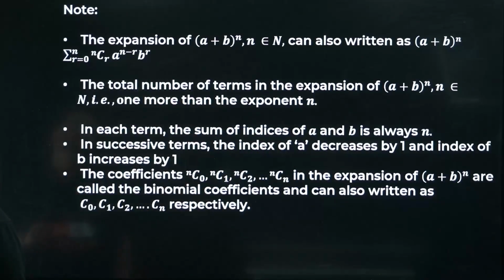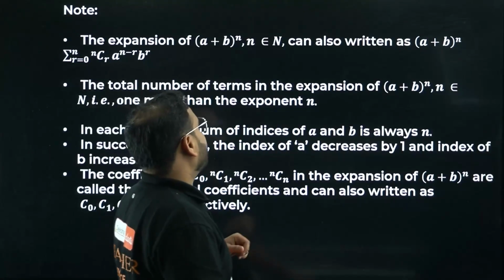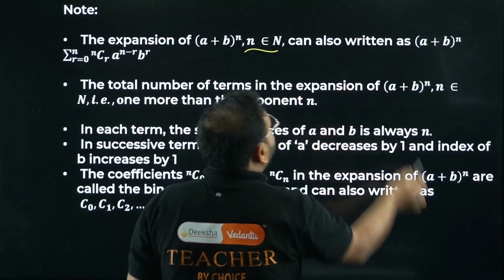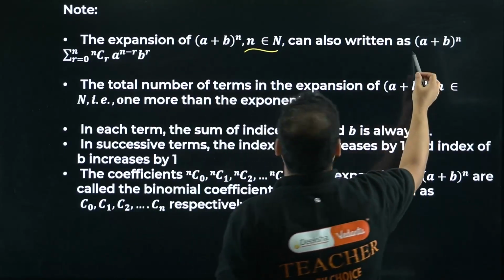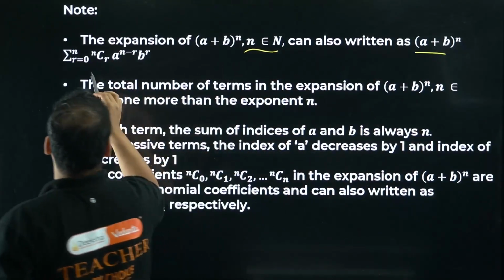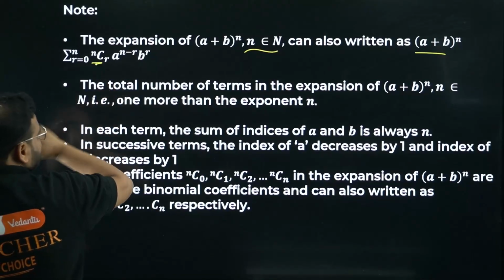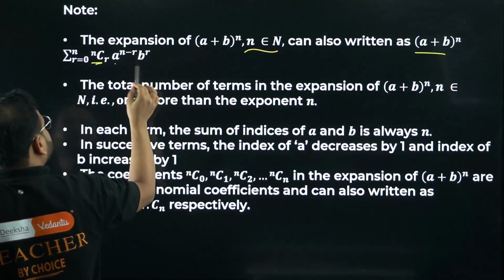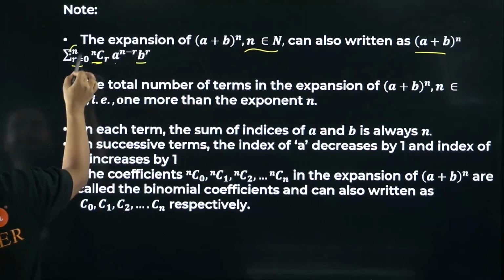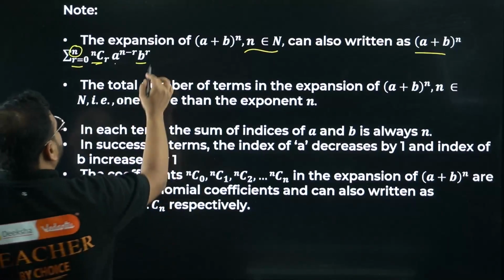Please check. The expansion of (a + b)^n, when n belongs to the natural numbers, can also be written as the summation of nCr a^(n-r) b^r, with r starting from 0 to n. If you don't believe me, just write it out from here.